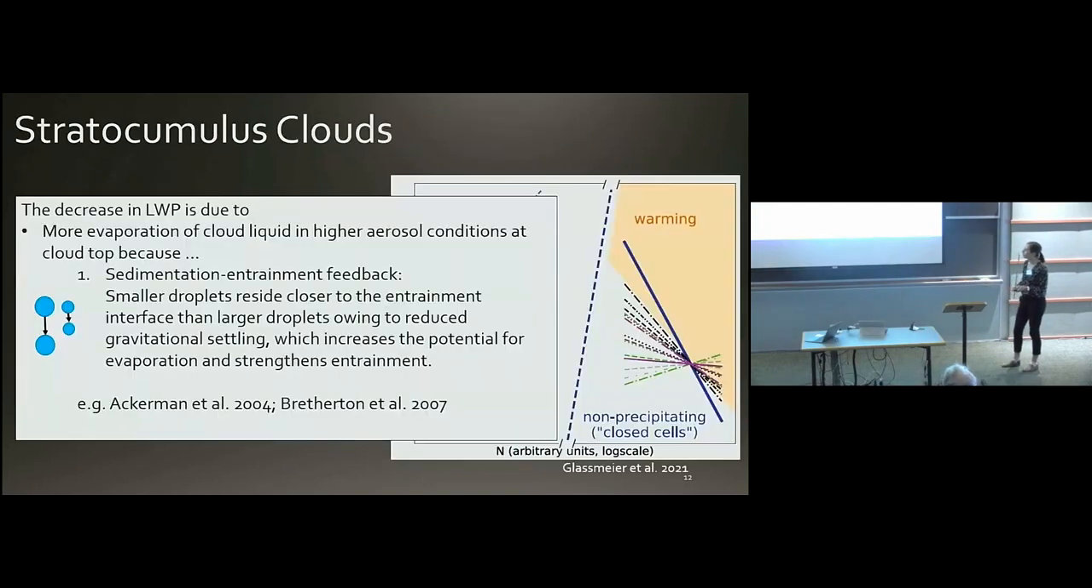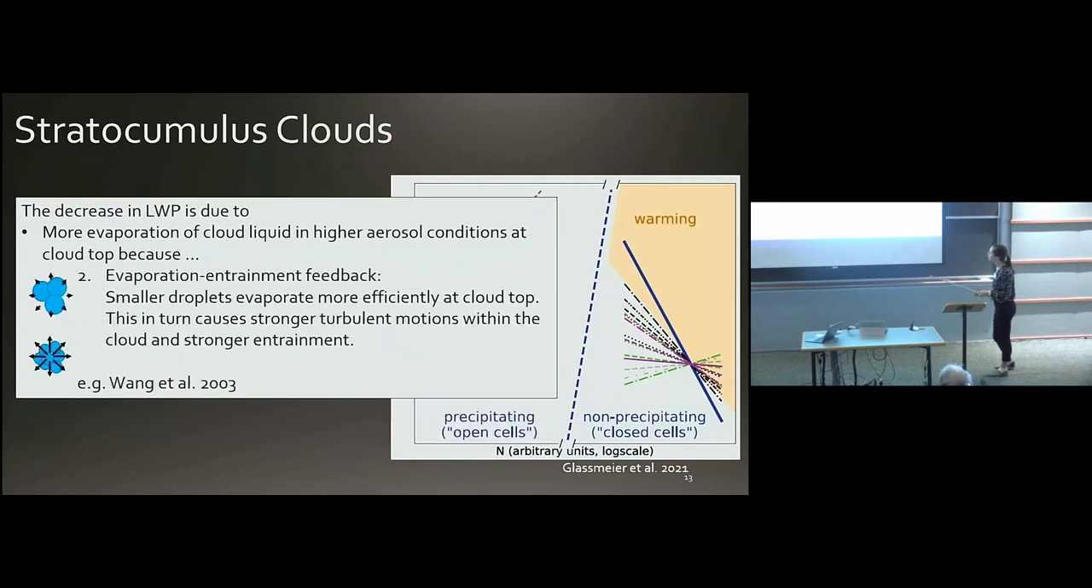Okay, so with all of that preamble, I'm going to get back to this figure now and start talking about why we think we see this decrease in liquid water as we increase the aerosol concentration. There are three ideas that I want to present here. The first is this sedimentation entrainment feedback, where, hopefully this makes sense now, if you have smaller droplets residing closer to the entrainment interface, then you have more potential for evaporation, and you can increase the entrainment into your cloud. And more entrainment, of course, means more evaporation and less liquid.